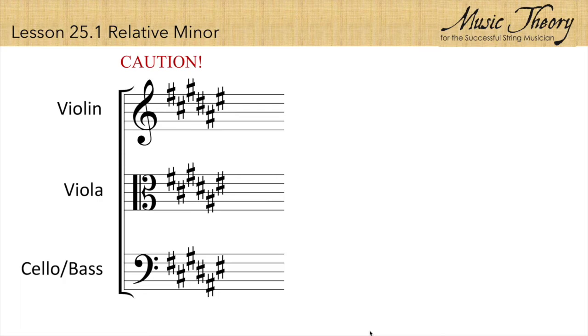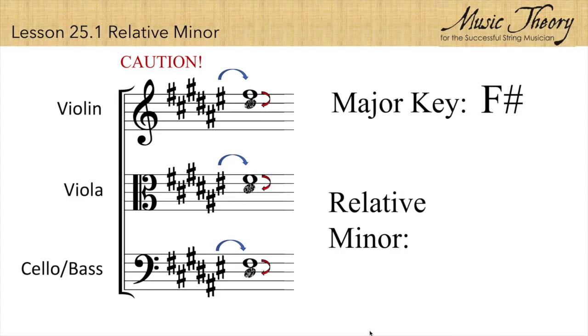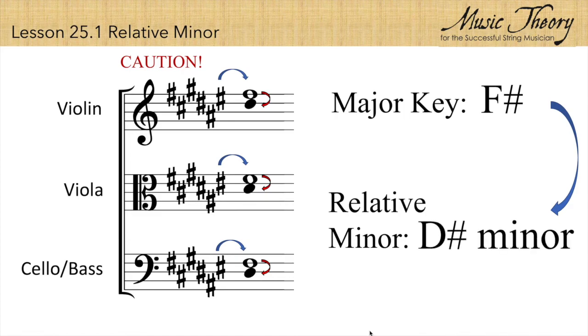Be careful and pay attention to the key signature when applying these rules. For example, this is the key of F sharp major, not F major. And similarly, when we find the relative minor, you have to remember that the D is already sharped by the key signature, so the relative minor is D sharp minor.